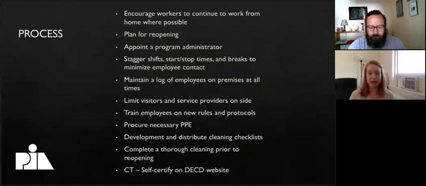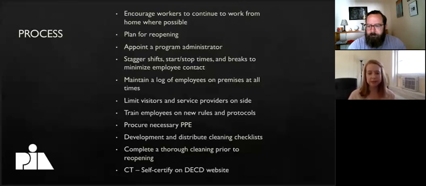part of your office back, make sure everyone has face masks. They can provide their own, but it's also your duty as the employer to have the cloth face mask ready for them. Develop and distribute cleaning checklists. Complete a thorough cleaning prior to reopening to make sure everything's clean before employees return to work.